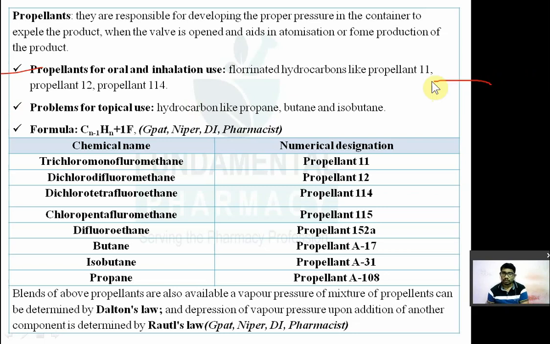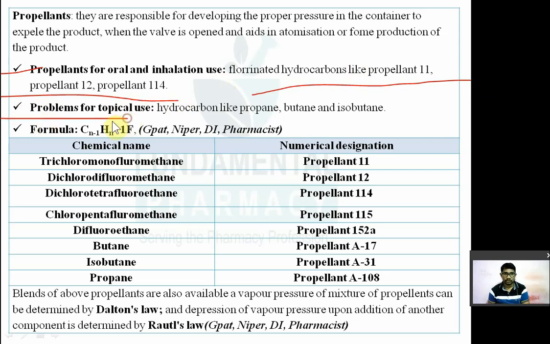What are these? Fluorinated hydrocarbons, like propellant 11, propellant 12, propellant 114. These propellants are used for oral and inhalation use. They are mostly fluorinated hydrocarbons. Fluorinated hydrocarbons are used for aerosols made for oral and inhalation use. Questions come on this.